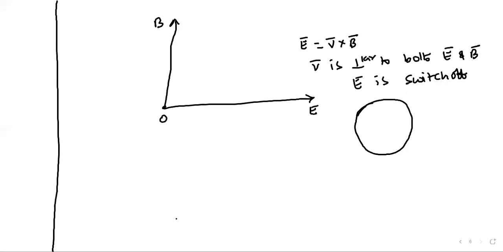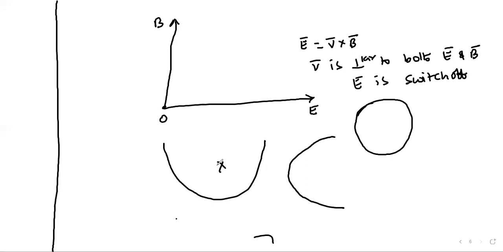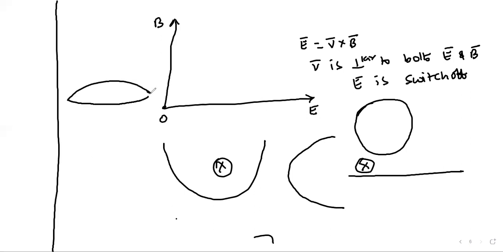In the given options, you can see they give circular orbit, parabolic path, straight line, and elliptical. Parabolic path is not closed, so it is wrong. Straight line is also not closed, wrong. Elliptical means like this.